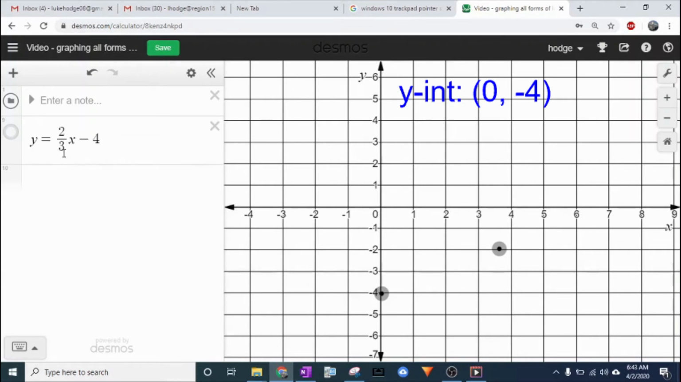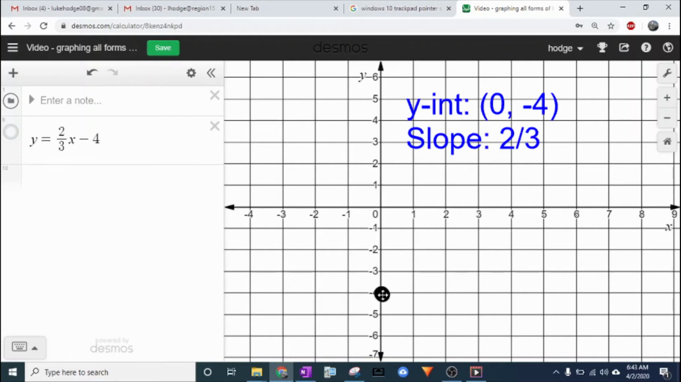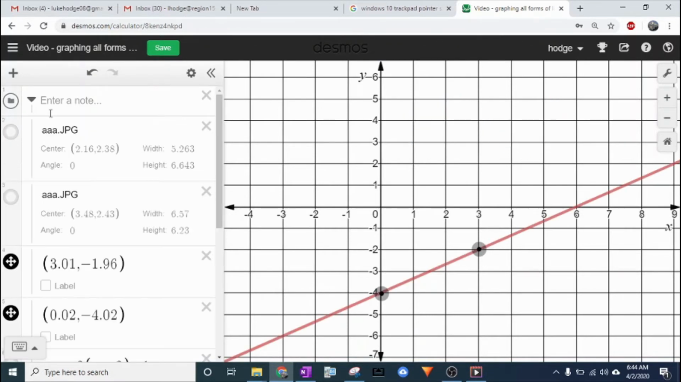Now I'm ready to use the slope. The slope is 2/3, so I need to start at that y-intercept and then up 1, 2, and then over 1, 2, 3, and I have my line graphed. You always have the option of making a table to do this instead.